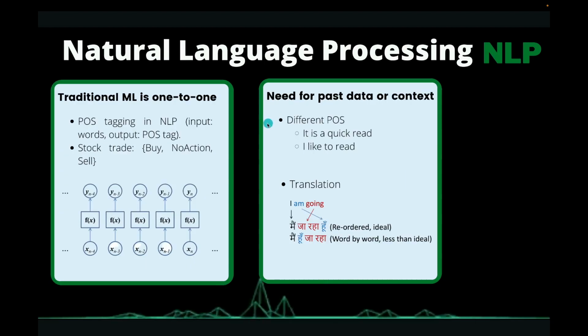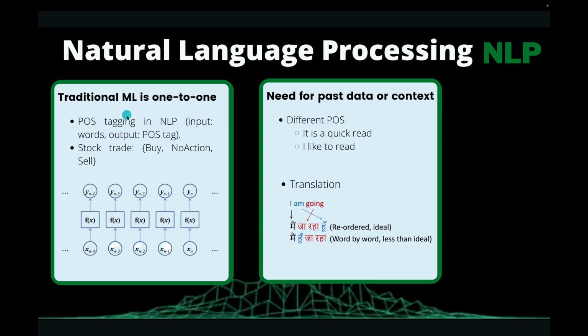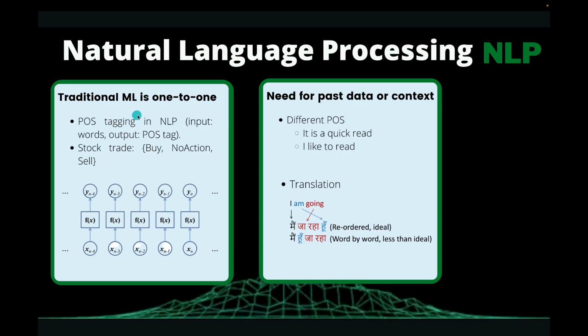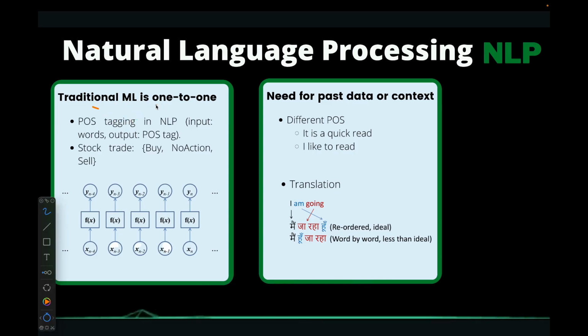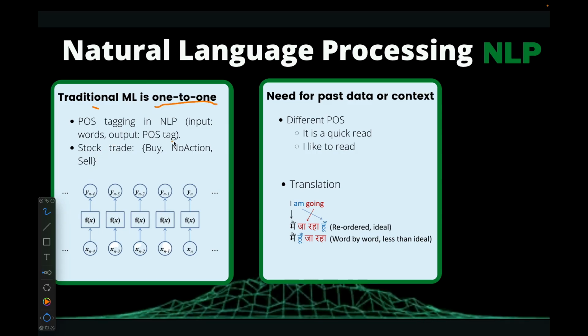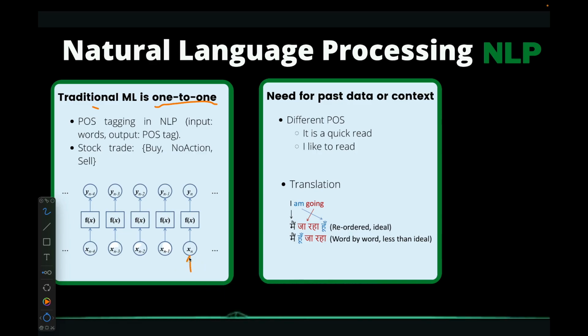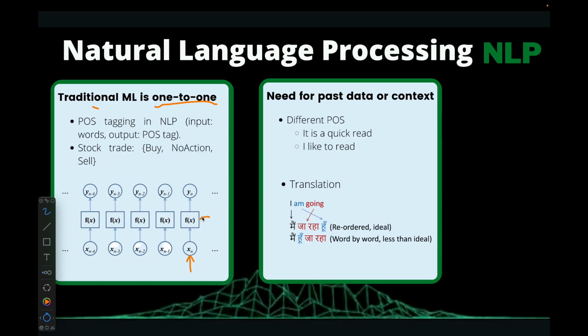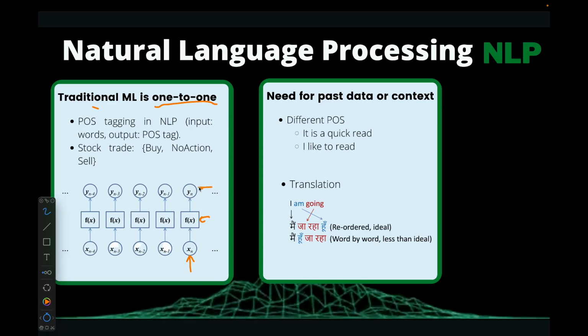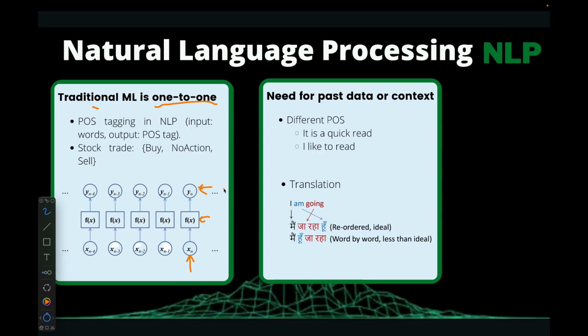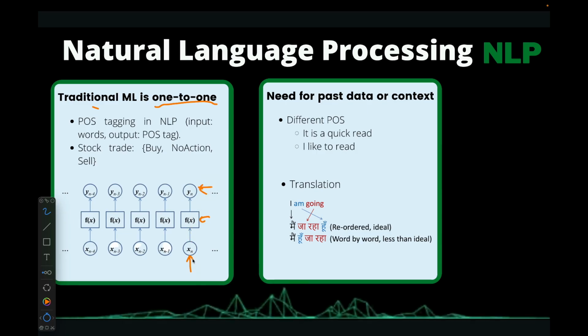Now let's see what traditional machine learning actually does when it comes to building a model and giving an output, right? In traditional machine learning, we usually do one-to-one. What I mean by one-to-one is that you have certain data points, and then you feed them to some sort of algorithm, and then you get an output. That's what we do in traditional machine learning. You have your data points, you feed them to an algorithm, and then you get an output.